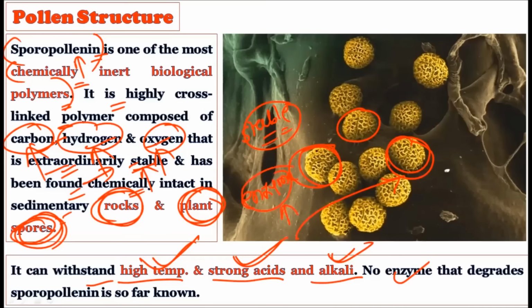So, as you can understand, these pollen grains got fossilized over a period of time because they had a strong outer layer. This strong outer layer is called the exine, and why is it strong? Because of the presence of a strong chemical compound called sporopollenin, which is extraordinarily stable, and high temperature, strong acid, strong alkali, or enzymes cannot degrade this exine layer.